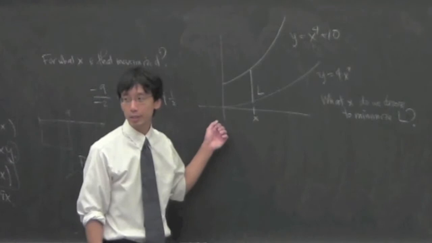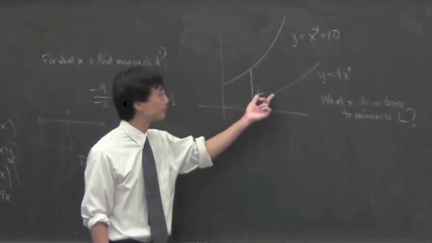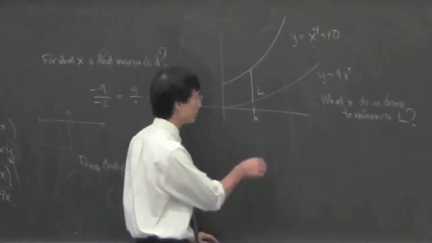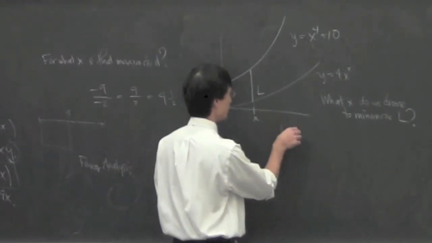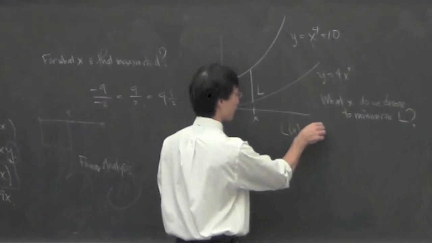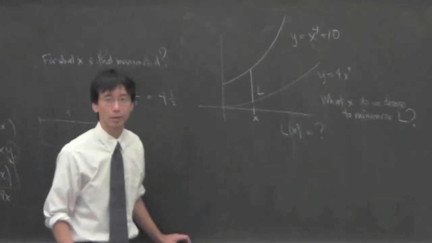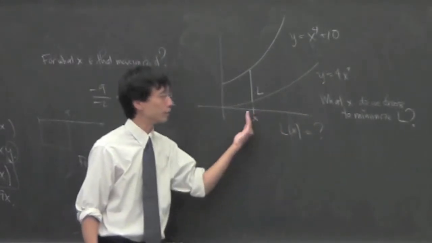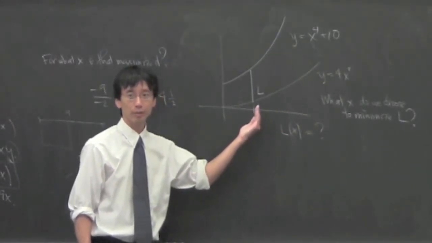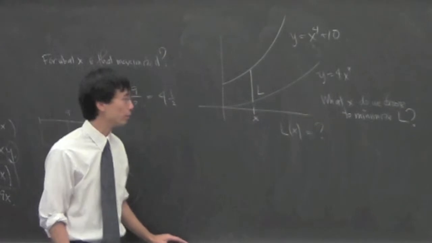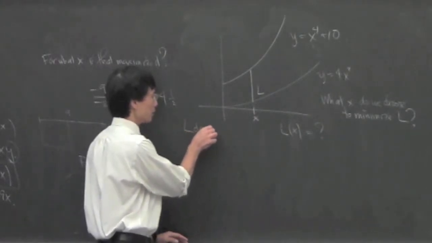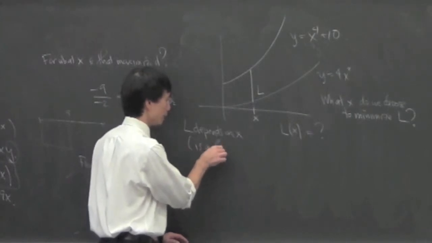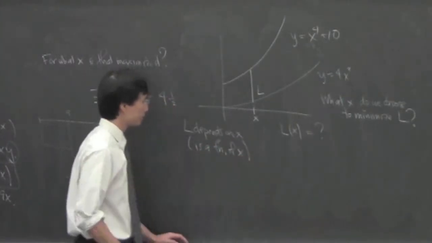So the first thing to do is to express L as a function of x. L depends on x, and then you have to minimize L. As x changes, L changes. L is a function of x.